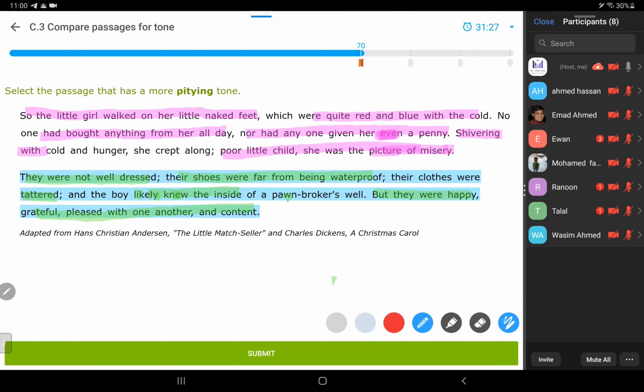Ranin did a good job today. Talal as well. Yohan, Ahmed, and Nadia. Ahmed and Wasim, I'm not sure they are with us today. Or maybe they are sleeping. Ahmed, we are waiting for you.